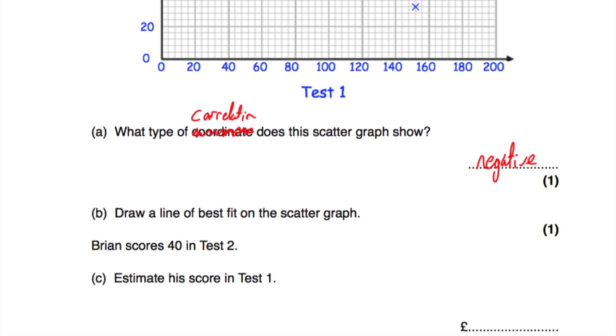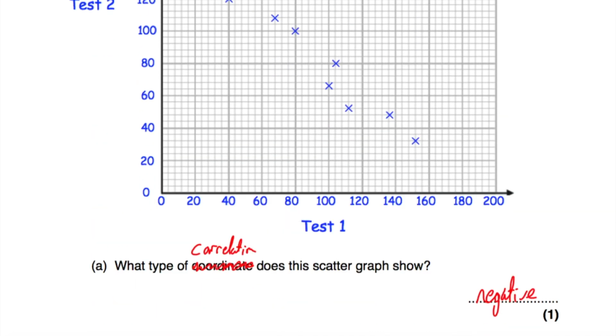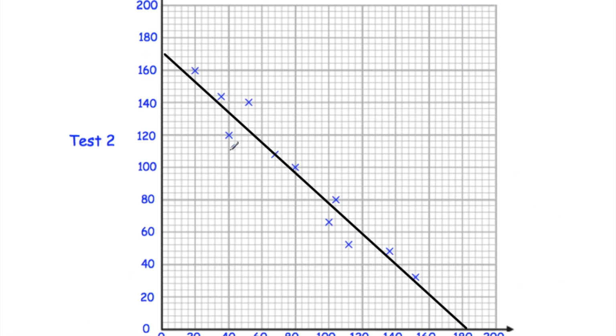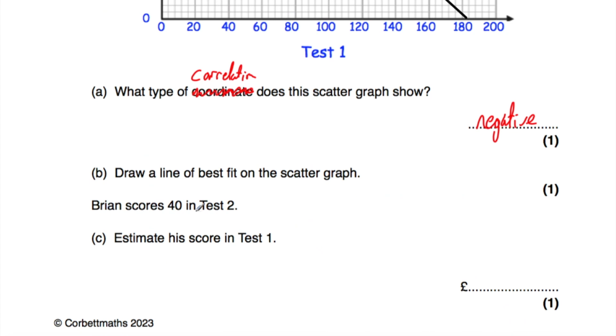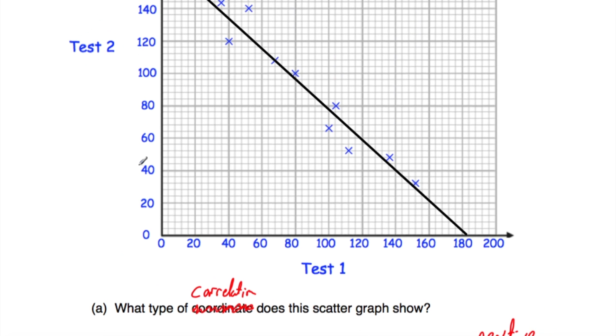Okay, part B. Part B says, draw a line of best fit on the scatter graph. So let's draw a line of best fit. So that's the line of best fit that I've drawn. Remember, yours may be slightly different, but that's the one that I've drawn. And then we're told that Brian scores 40 in test 2, and we've been asked to estimate his score in test 1. Test 2 is here, so we're going to go to 40 in test 2, which is there, and go across from 40 to the line of best fit and down, and that'll give us our estimate for his result in test 1.